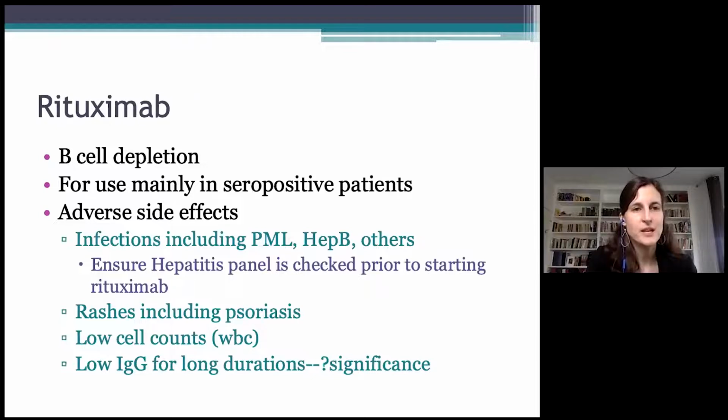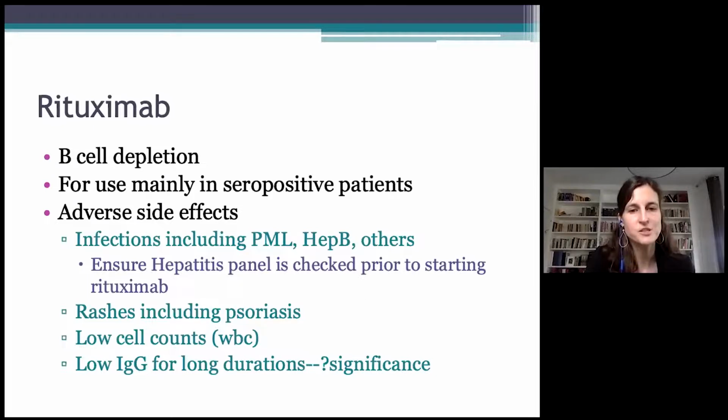Rituximab is another medication that you probably mostly know from the oncologic world. It works by B-cell depletion. We use it in the rheumatology world, mainly in seropositive patients. It's shown to work best in this subgroup. The adverse side effects include infections, including PML, hepatitis B. We do ensure, especially with rituximab, that a hepatitis panel is checked prior to starting and updated frequently.